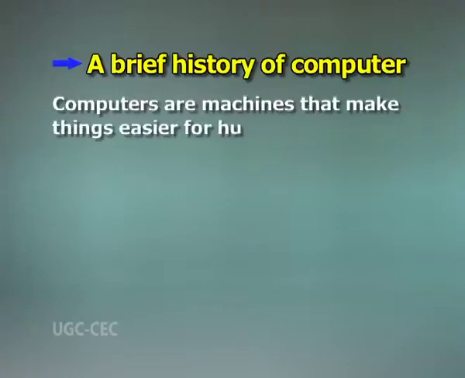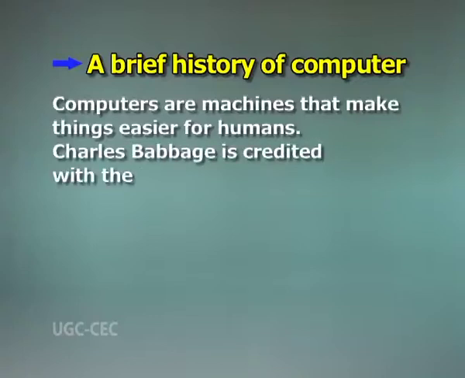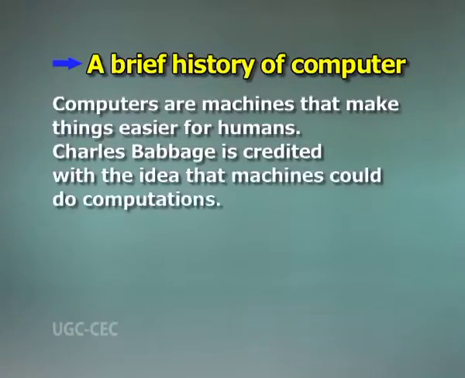Let us see a brief history of computer. Computers are machines that make things easier for humans. Charles Babbage is credited with the idea that machines could do computations. The earliest form of computers were mechanical. Later the machines began to utilize electricity. The Hollerith tabulator was used in 1890s census. It also utilized punch cards, but the connections were electrical. IBM made a line of business machines that worked with information stored on punch cards.